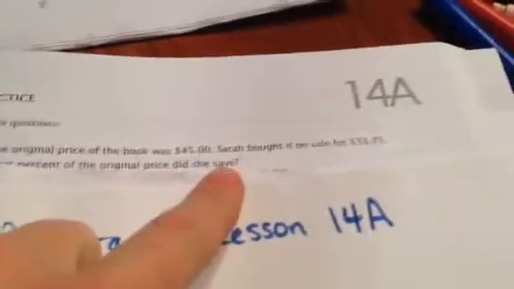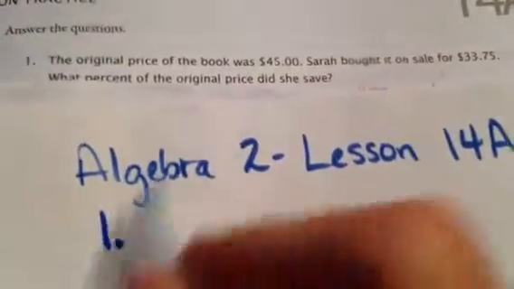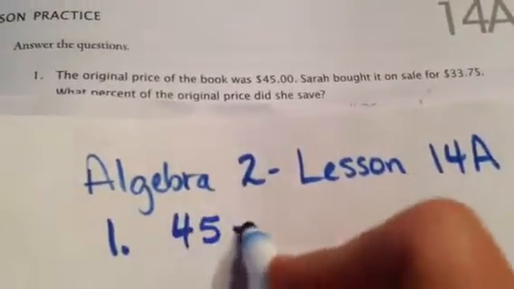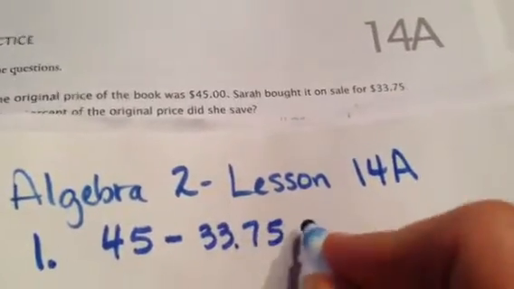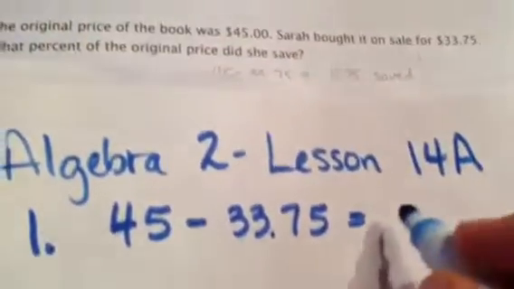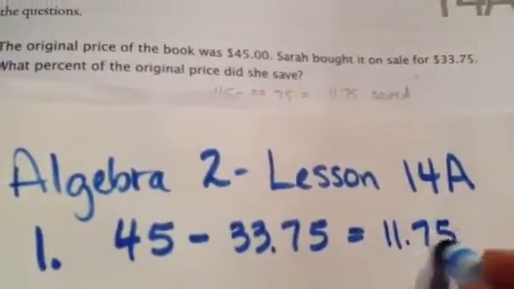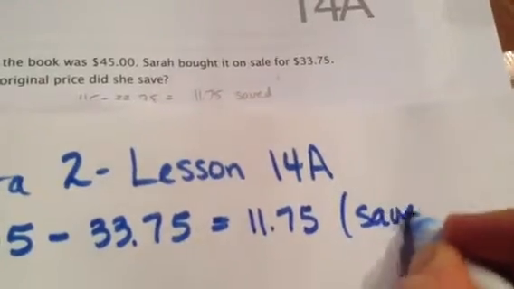So I might ask you, how much did she save? Use your calculator or use your brain, whatever, but show me what you did. If I want to know what she saved, I'm going to take the original price, which was $45, minus what she actually paid. By doing a little simple math, she saved $11.25. So I might tell myself this is what she saved.